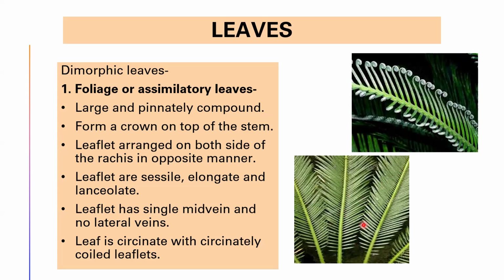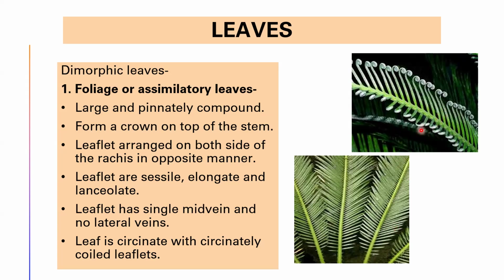Leaflets, as I told you, are arranged on both sides of the rachis in an opposite manner. The leaflets are sessile, elongated, and lanceolate in shape. A leaflet has a single midvein. You can see here they are sessile in nature, elongated and lanceolate in shape. They have a single midvein and no lateral veins.